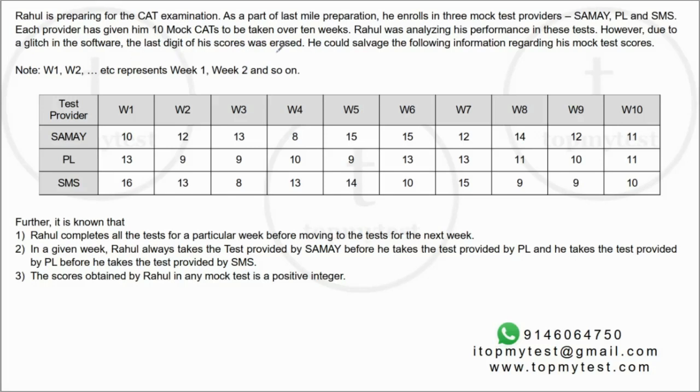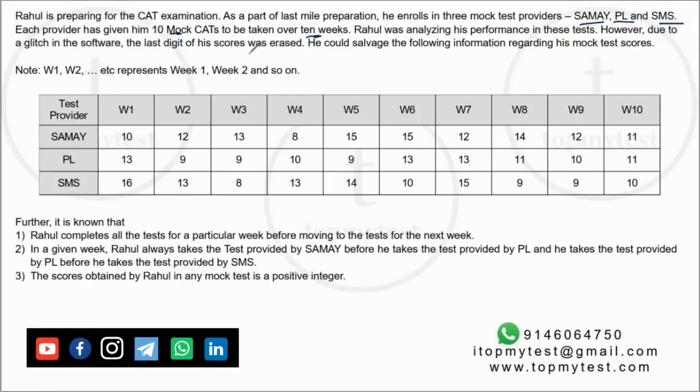Okay, this is a set which has a decent amount of data, right? It says Rahul is preparing for the CAT examination. As a part of the last mile preparation, he enrolls for 3 mock test providers, Samay, PL, SMS. Each provider has given him 10 mock CATs to be taken over 10 weeks. Rahul was analyzing his performance in this test. However, due to a glitch in the software, the last digit of his scores was erased. He could salvage the following information regarding his mock test scores. W1, W2, etc. represents week 1, week 2, and so on. So in week 1, in Samay, he scored, okay, so the last digit is erased.